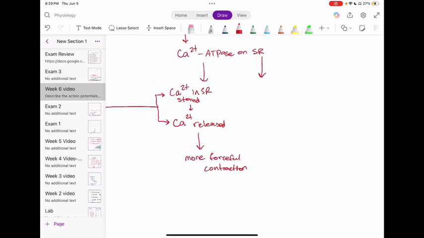The other effect that calcium ATPase has on the sarcoplasmic reticulum is this calcium is removed from the cytosol faster. And just a reminder that's using active pumps.